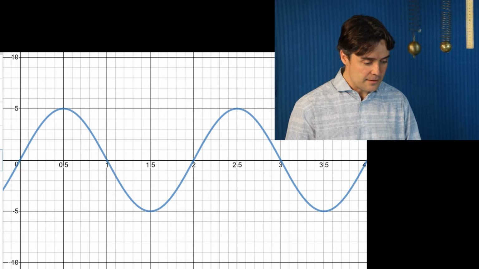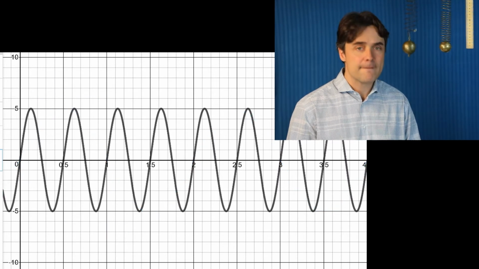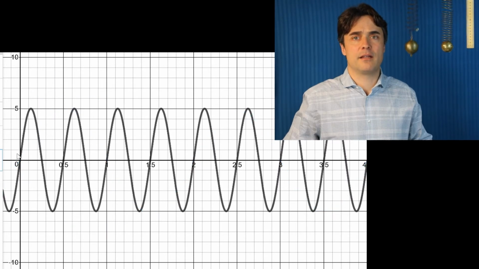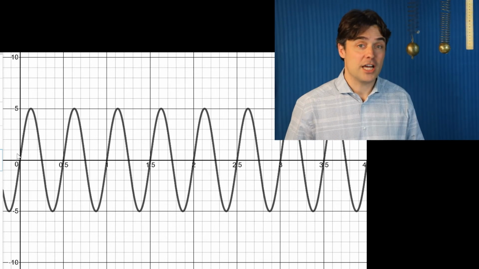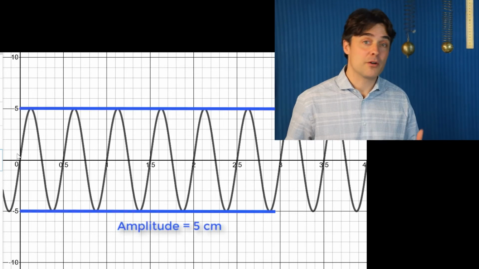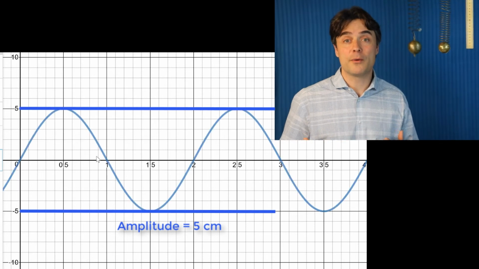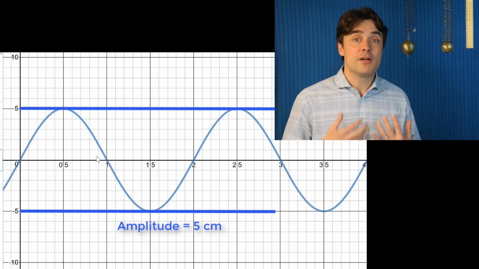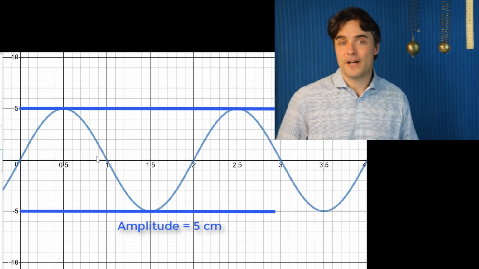And once again, notice that the amplitude of the wave has not changed. It's still 5 centimeters. Whether we have a higher or lower frequency, the maximum distance from the center is always 5 centimeters.